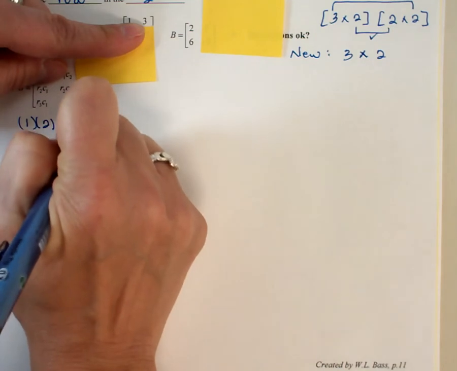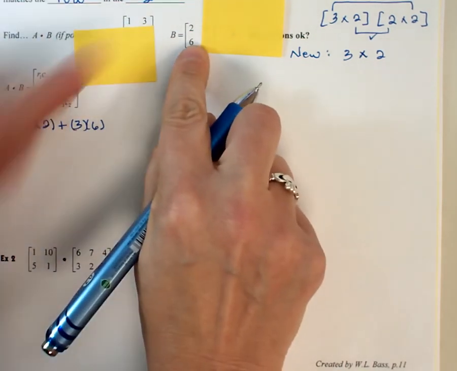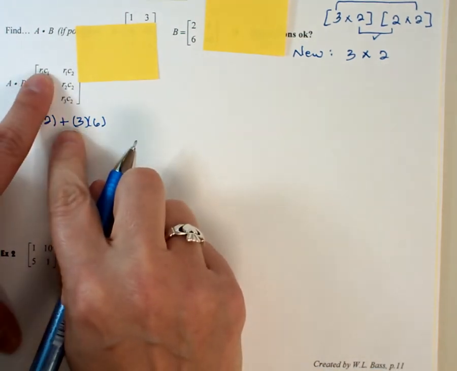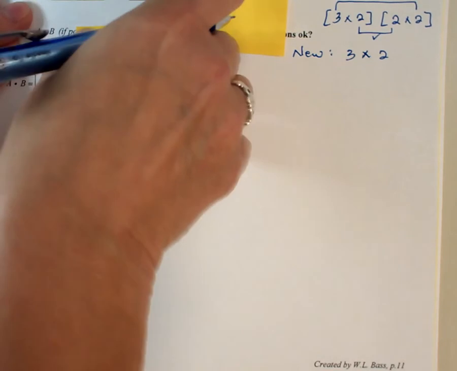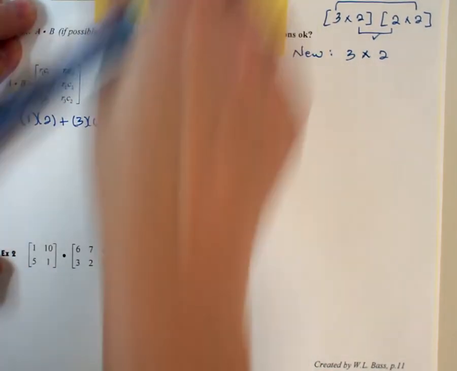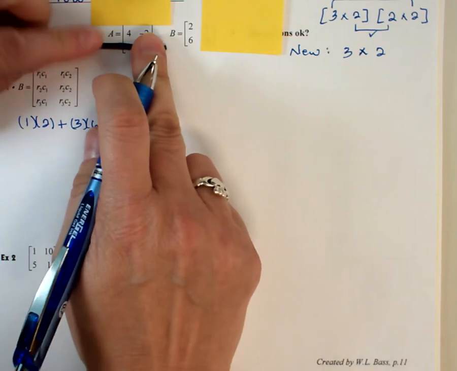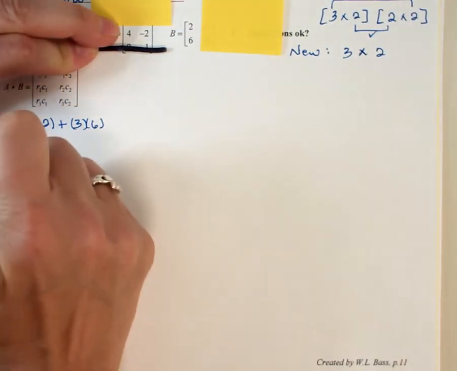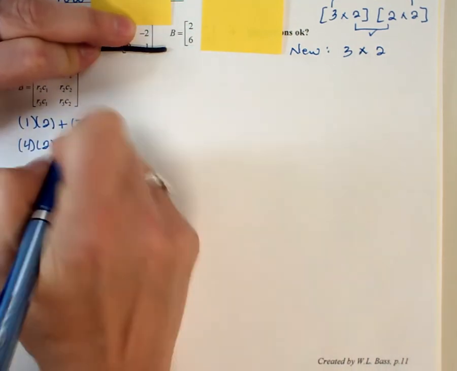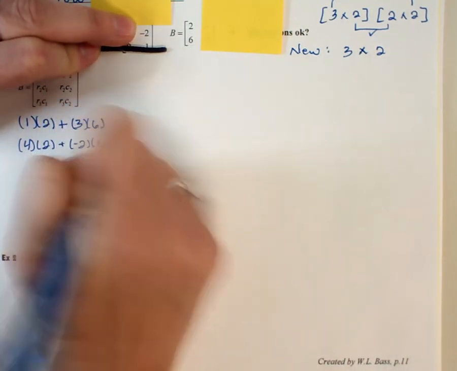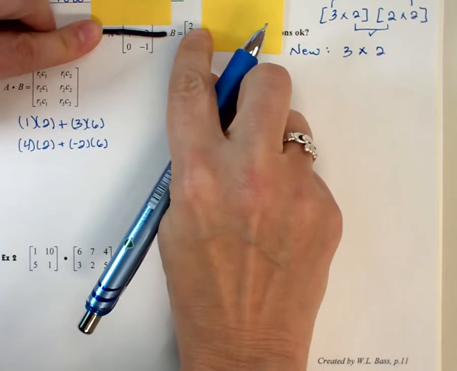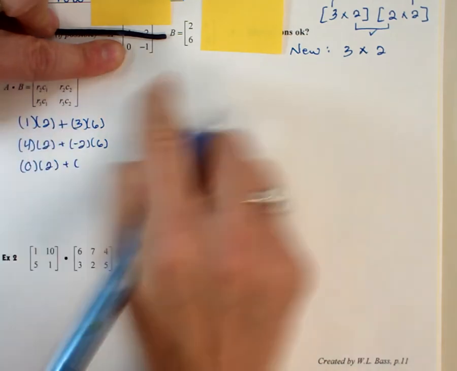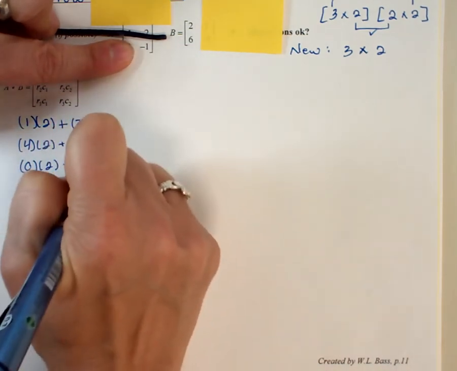Now, as we progress, we're not going to always write all this down. So this is going to give me the first element that will go right here. Now my next one, I want to take the next row and multiply it by that column. So now I'm going to do 4 times 2, and I'm going to add that to a negative 2 times a 6, and then I'm going to do 0 times 2, and I'm going to add that to a negative 1 times a 6.